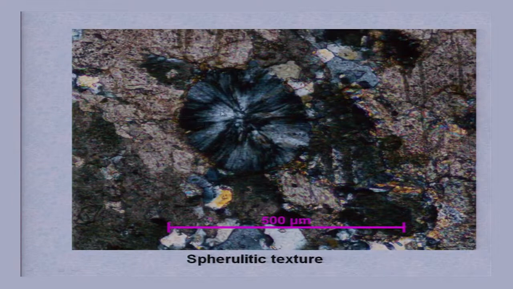Crystals are developed in this part, but these crystals normally develop towards the center of the glass mass, while the periphery is always glass. Here it is glass, black colored glass. So, this kind of texture is called spherulitic texture.